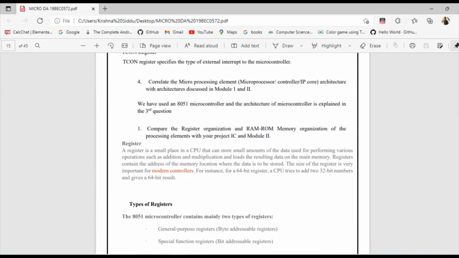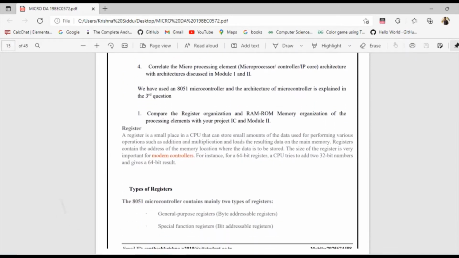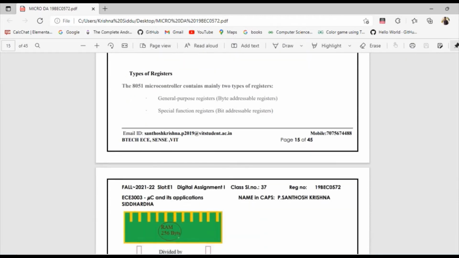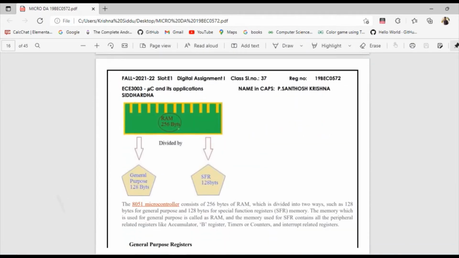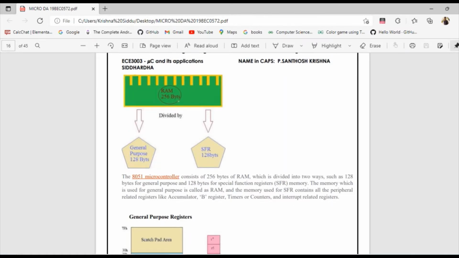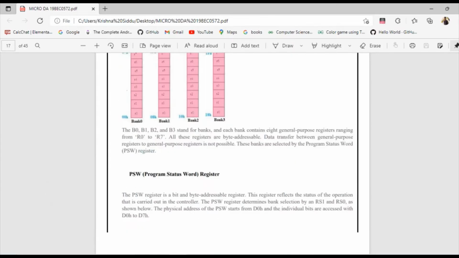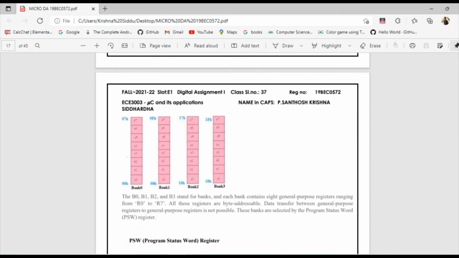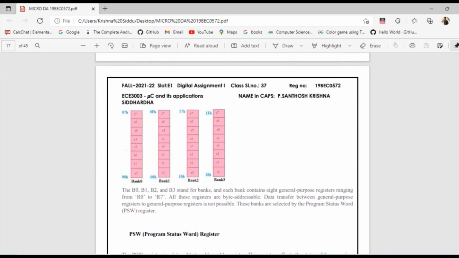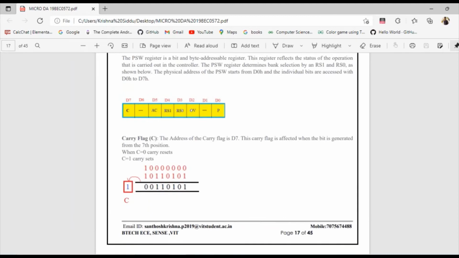Next, coming to the types of registers. Common types of registers are general purpose registers and special function registers. These things are clearly written. Then we discuss them one by one. For general purpose registers, we see a bank of registers that starts from R0 to R7. This is the diagram for that. You can see the banks of registers, bank B0 to B3. You can see clearly there are four.